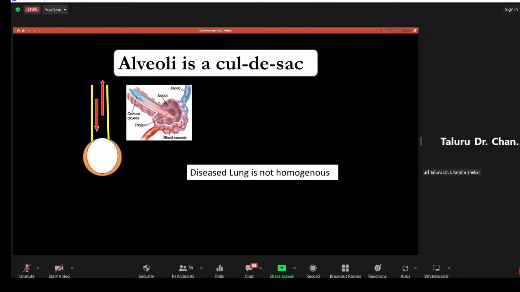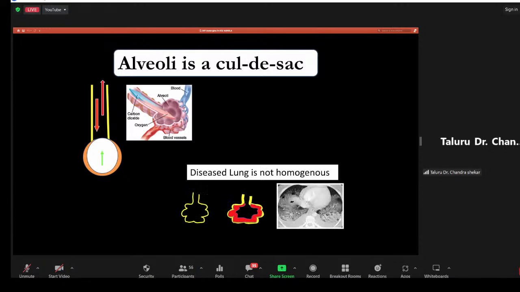All diseased lung is never homogeneous. Even a normal lung is not homogeneous. The bases are collapsed because of the weight of the lung, and there are more alveoli at the bases, which tend to collapse. So even a normal lung is not homogeneous, and the diseased lung is more heterogeneous.